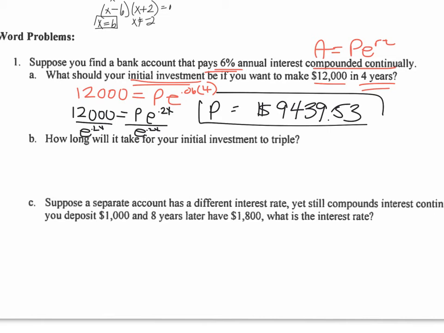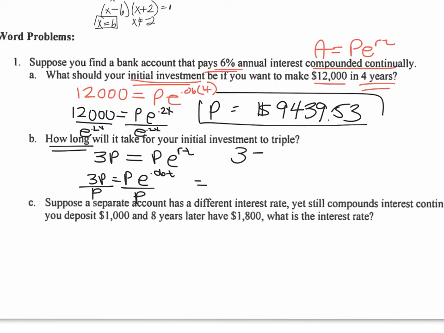Now it says, how long will it take for your initial investment to triple? If I want my initial investment to triple, I want 3P at the end of it, right? So 3P is A, and now I have Pe^(rt). So 3P equals Pe to the 0.06t. My interest rate is still the same, but now I want to figure out how long, so that's time. I'm going to divide both sides by P. So now I have 3 equals e to the 0.06t.